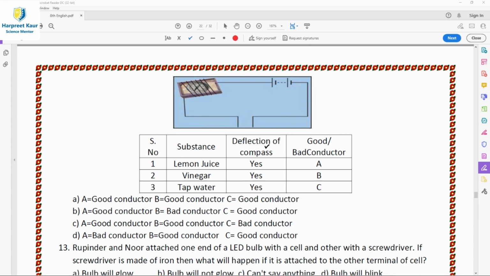Yes, yes, yes means deflection occurred in the lemon juice, the vinegar, and also in the tap water. So if there is deflection, the current is passing in the full circuit, meaning A, B, and C all are good conductors of electricity. So option A, which shows that A, B, and C are good conductors, is the right answer for question 12.